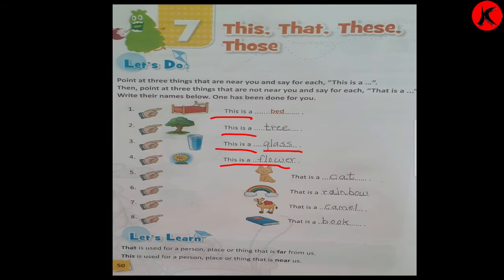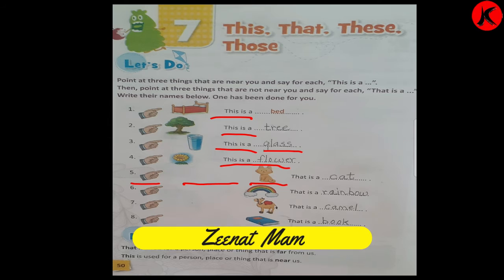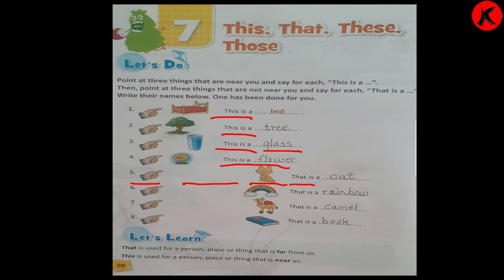Now we'll go to the 5th number. Now you can see a finger is pointing to this picture, but you can see the distance is very far. It is far off. It is not near us. It is not near you. It is far from you. So what have we used? THAT, that. That is a cat.